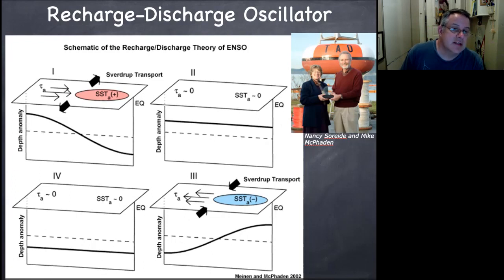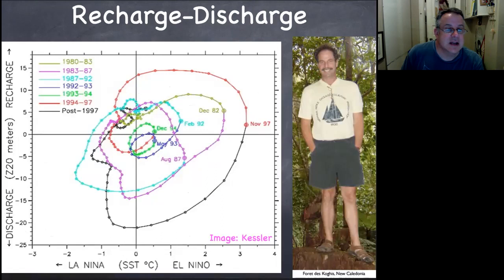So the concept of this recharge-discharge oscillator by Jin and others, these two scientists, implies that there are 2 different ways to be neutral. There's neutral with a deep thermocline, and there's neutral with a shallow thermocline. This is kind of a schematic of how it works, but actually you can see this in the observations, as shown by an important paper by Billy Kessler shown over here.